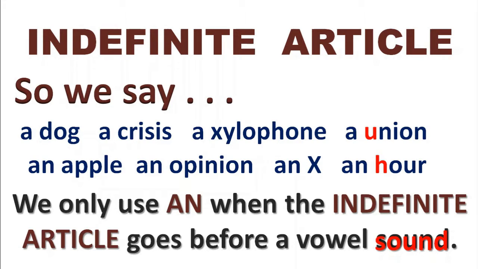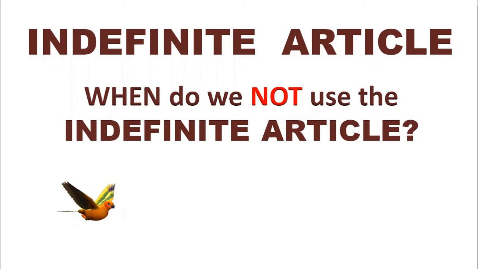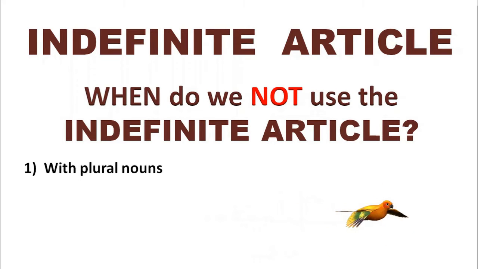So that's the most important thing to remember. When a word starts with a consonant sound, use a, and only when it starts with a vowel sound, use an. And don't worry about the actual letter it begins with, worry about the sound it begins with. Okay, so that's a and an. So the big question is, when do we use the indefinite article? But in fact, it's probably more important to begin by understanding when do we not use the indefinite article.